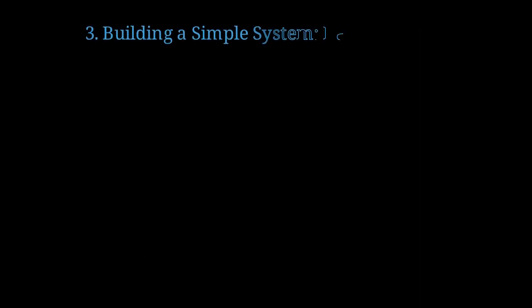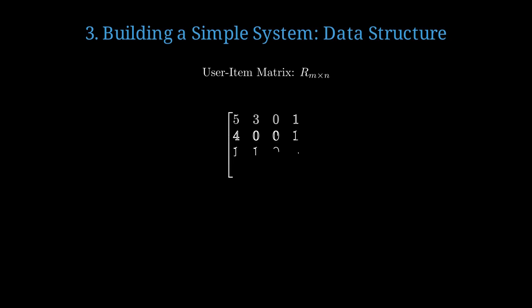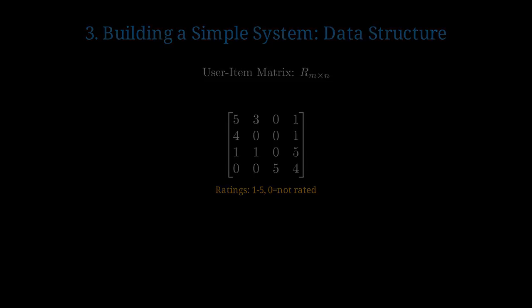Let's build a basic collaborative filtering system, starting with the data structure. We represent our data as a user item matrix R, where M is the number of users, and N is the number of items. Each row represents a user, each column represents a product, and values are ratings from 1 to 5, with 0 meaning the user hasn't rated that item yet.